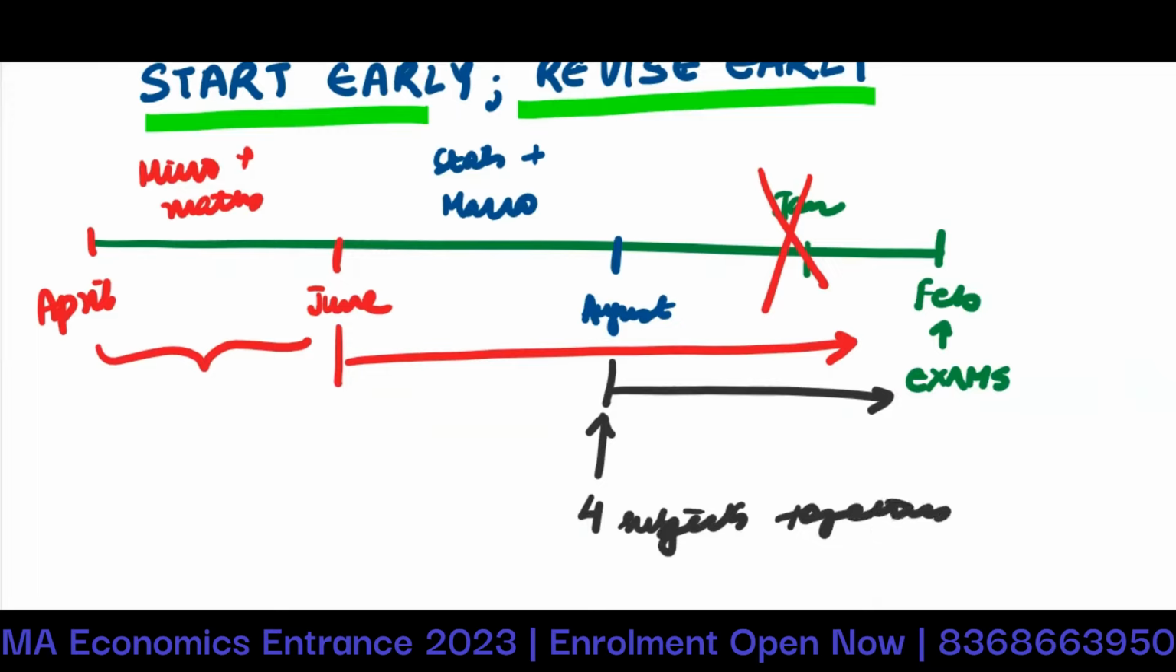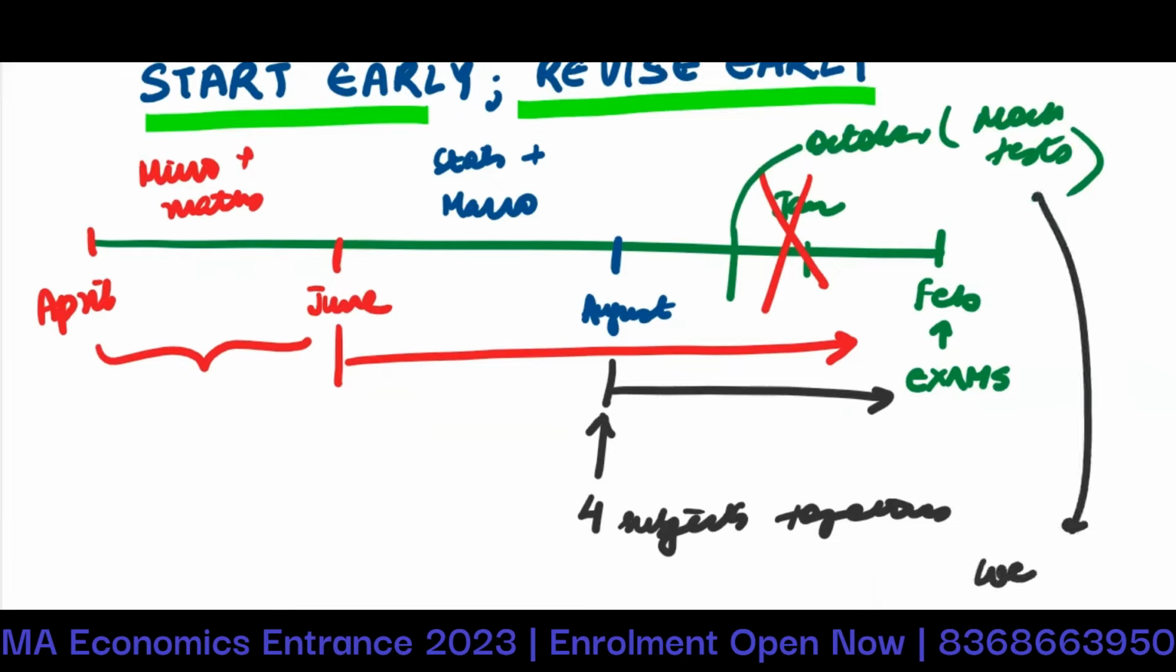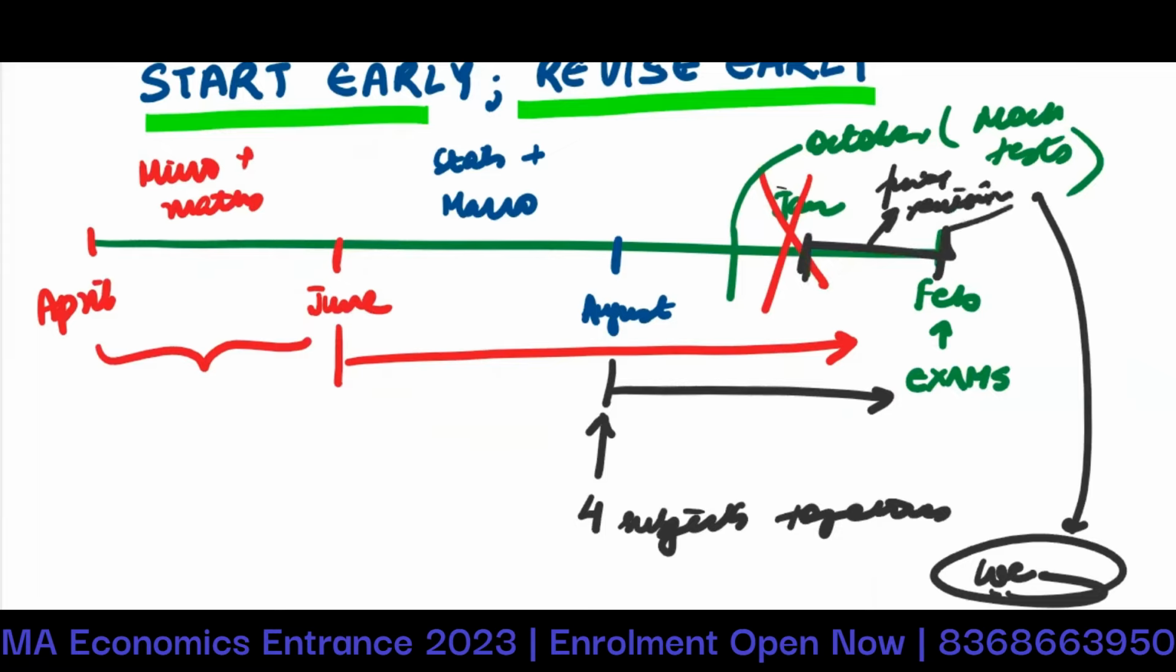By the month of October, you should be only practicing mock tests. Then whatever is your weak point, you should be practicing on that at the end of November, December. This Jan and Feb is only the final revision. This should not be your first revision.